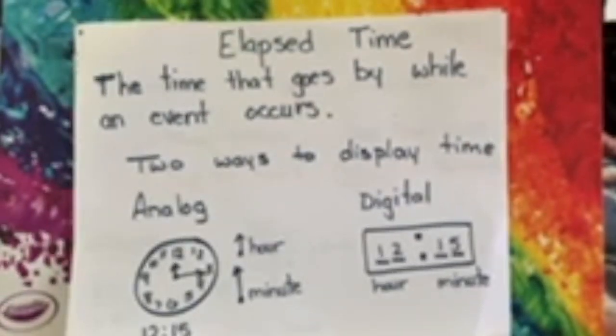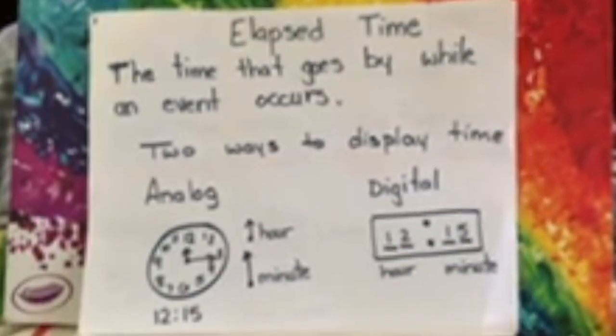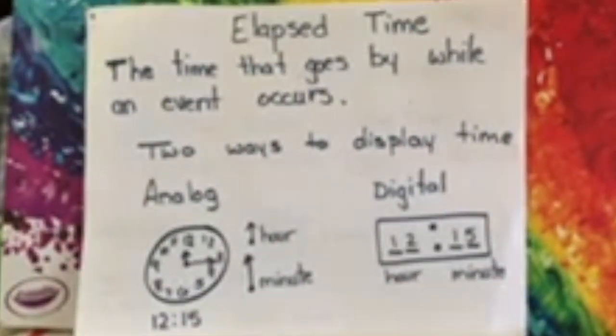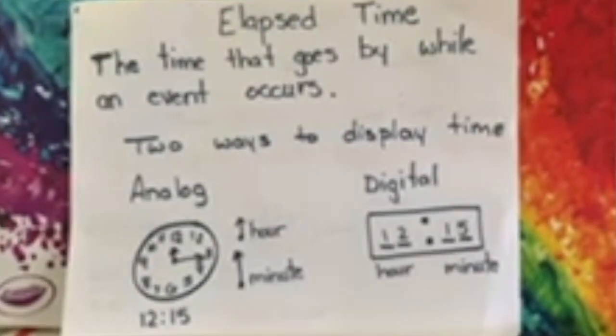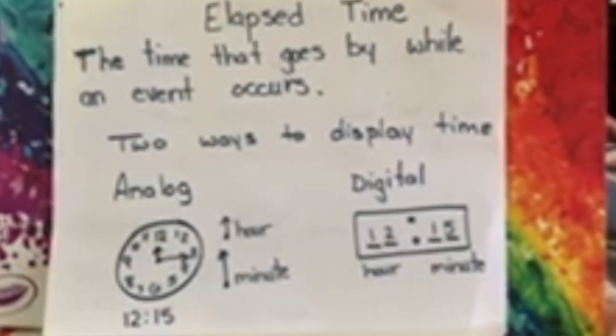Pay attention, see if you can learn something new. There are two ways to display time. Analog time is displayed on a clock with numbers 12, 1, 2, 3, and so on. Digital time is displayed only 1 hour at a time.